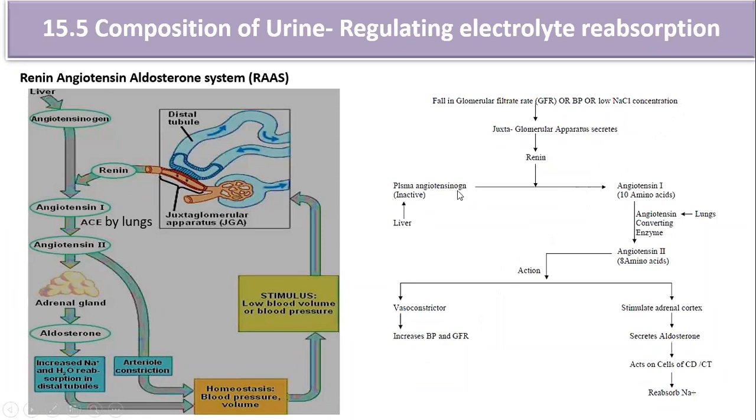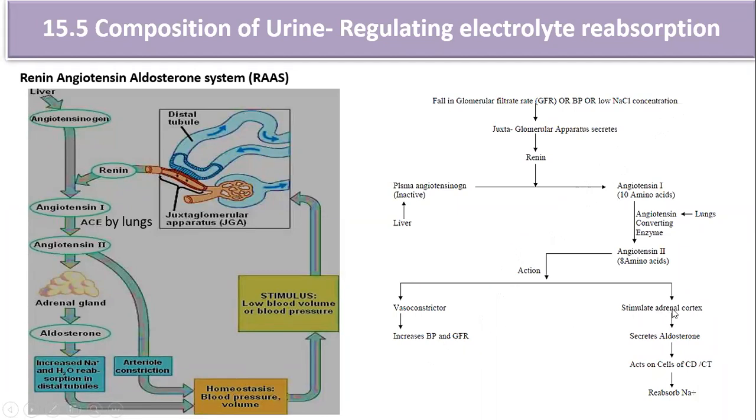Now that renin is going to act on plasma angiotensinogen, which is secreted by the liver. Plasma angiotensinogen is converted to angiotensin 1, which is 10 amino acids. Angiotensin 1 is acted upon by the enzyme angiotensin converting enzyme, which is released by the lungs. Now there will be formation of angiotensin 2, which is 8 amino acids. That means 2 amino acids are removed by this angiotensin converting enzyme. Now that angiotensin 2 is a powerful vasoconstrictor. Because of the vasoconstriction, the blood pressure becomes normal, and there will again be an increase in glomerular filtration rate.